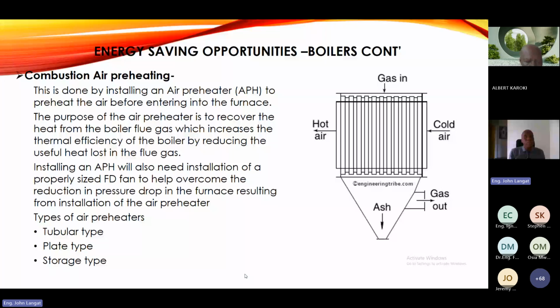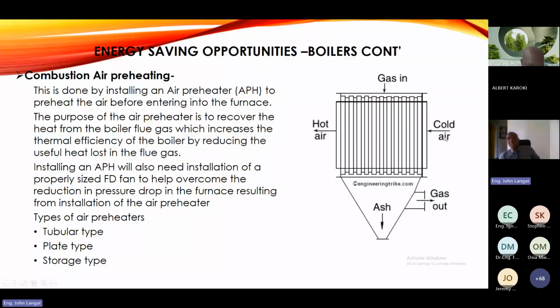Then the other strategy for boiler efficiency is combustion air preheating. You must have heard now, we are talking about the air preheater. Installing an air preheater and a properly sized ID fan will help overcome the reduction in pressure drop. The temperature of the flue gases can be utilized to preheat the air, as shown in this diagram, to preheat the air that goes into the furnace.